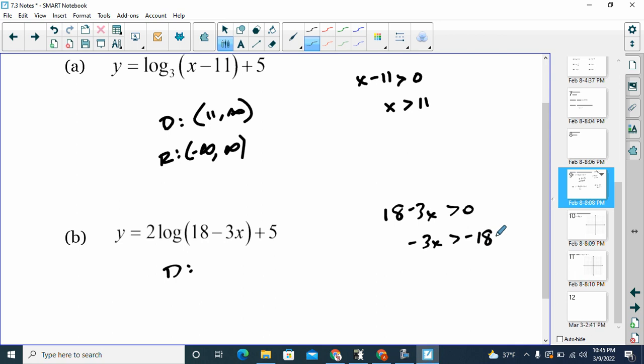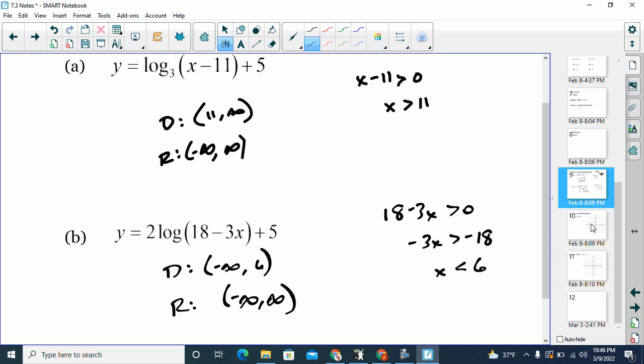Subtract 18. Dividing by negative 3, so x has to be less than 6. All values less than 6, so negative infinity to 6. And the range is all values from negative infinity to positive infinity.